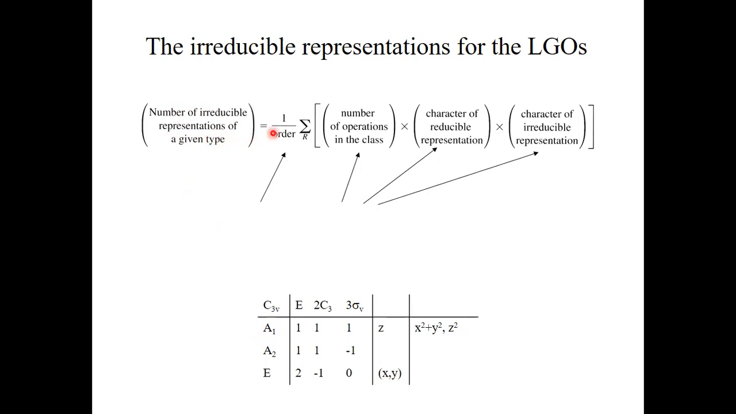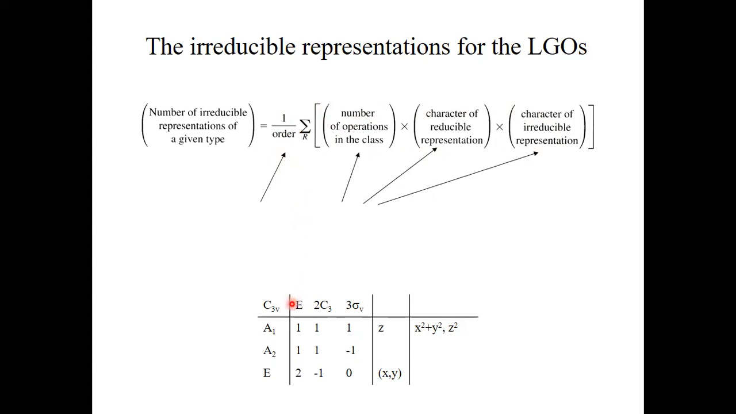Well, that will be 1 over the order of the point group. Now, the order of the point group is in this case 6. Why is it 6? It is 6 because we have 6 symmetry operations to consider. That's here the identity. That is here the 2C3 symmetry operations. And that is here the 3 sigma V symmetry operations. So it's 1 over 6 times this product here for all the symmetry operations.